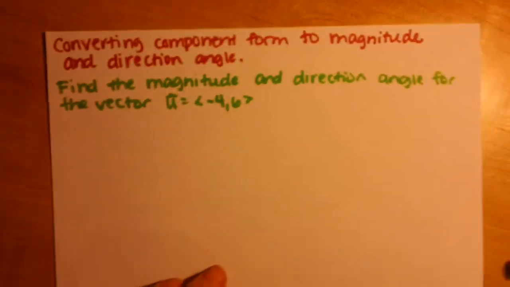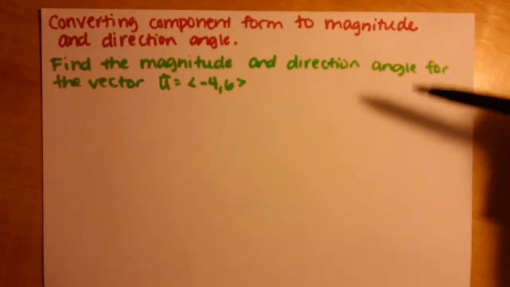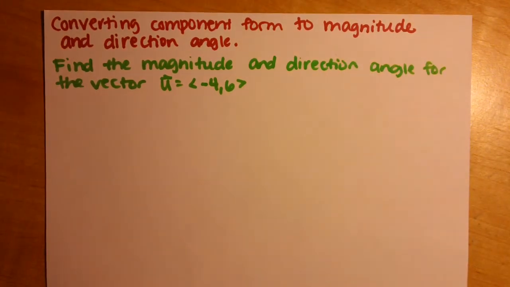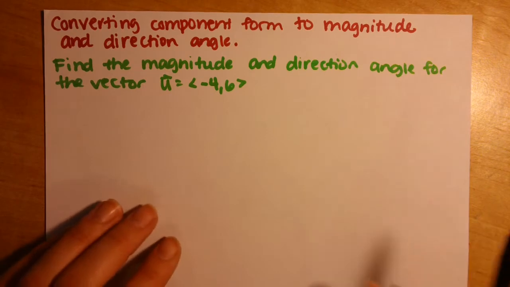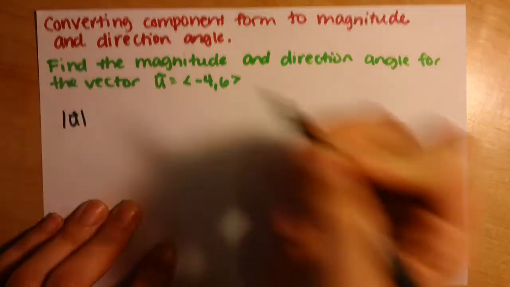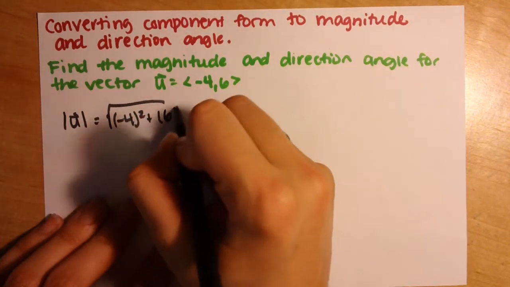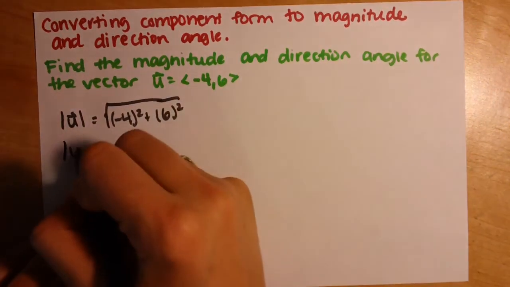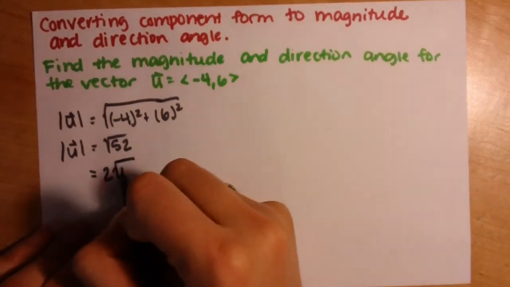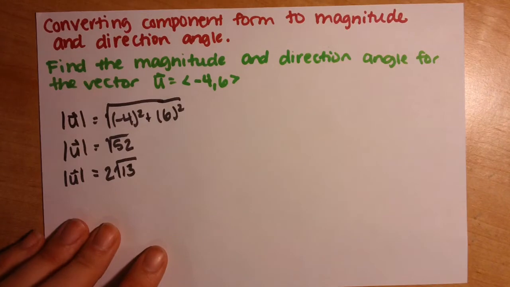Now let's look at another example. This is going to be converting from component form to magnitude and direction angle. We want to find the magnitude and direction angle for this vector. What we did before, we computed the vector. Now we want to go backwards. For magnitude, as we learned in the last lesson, the magnitude of u is going to be the square root of our x squared plus our y squared. That gives us the square root of 52, which is 2 square root of 13. So our magnitude is 2 square root of 13.